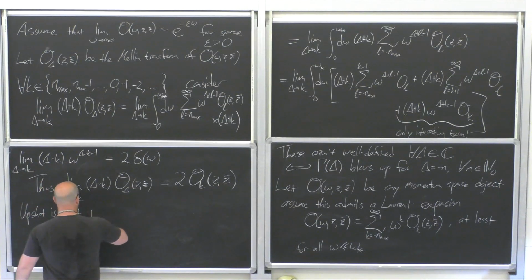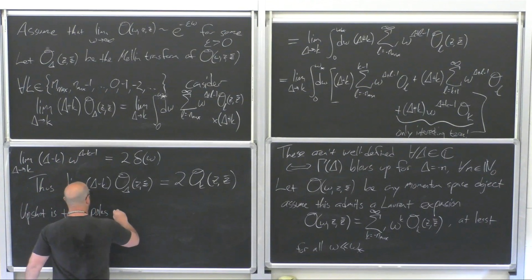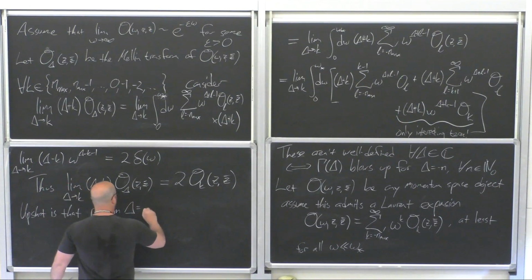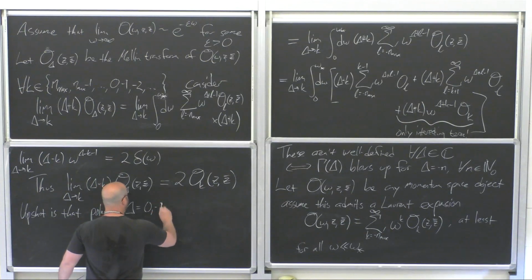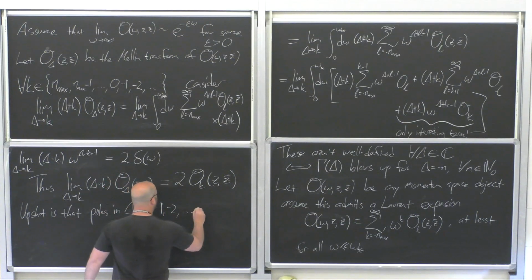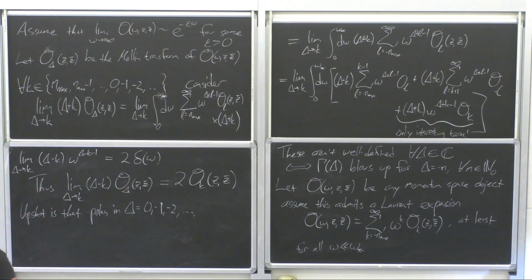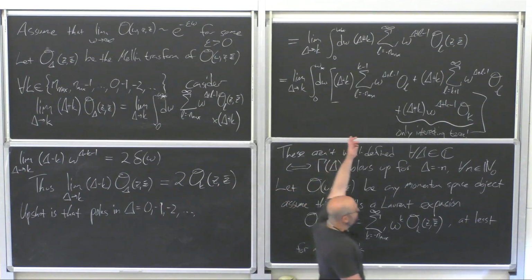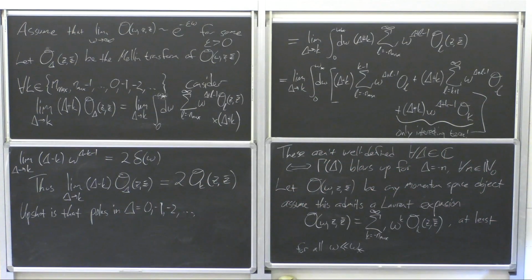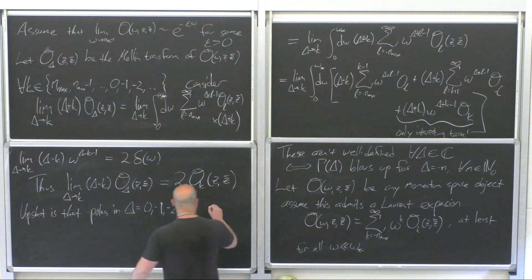So the upshot is that poles, when delta takes these negative integer values in a conformal primary wave function, or any object that we've built out of these conformal primary wave functions, these are coming from terms in a kind of 1 over omega expansion of the object that we started with, right? So that's like a small omega expansion.